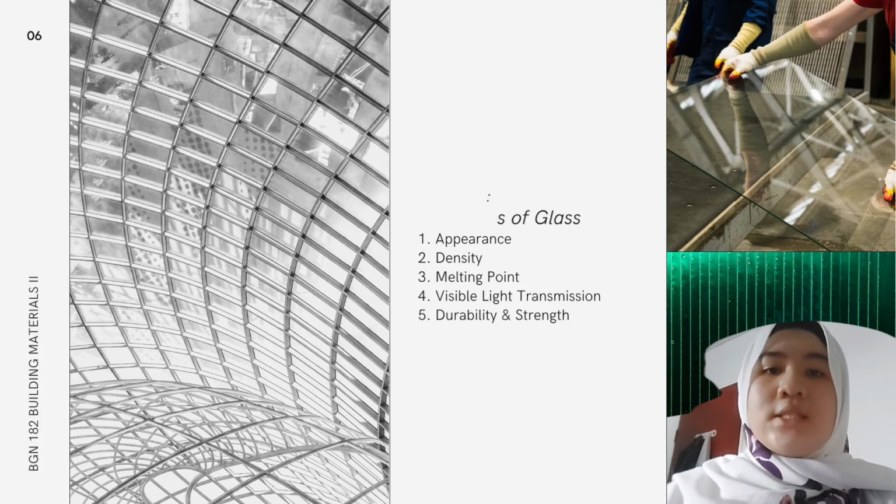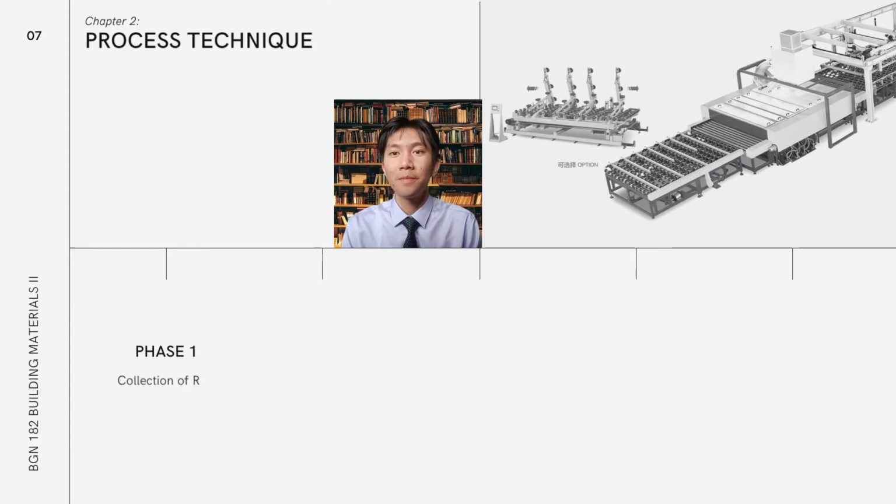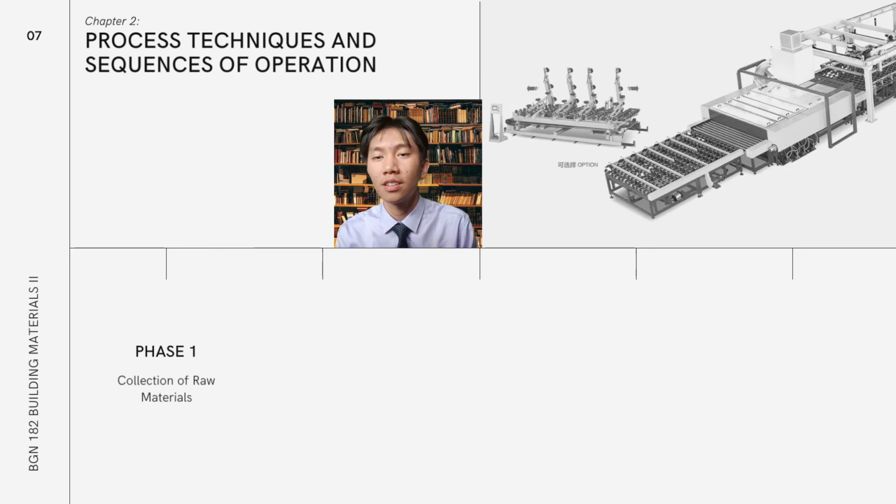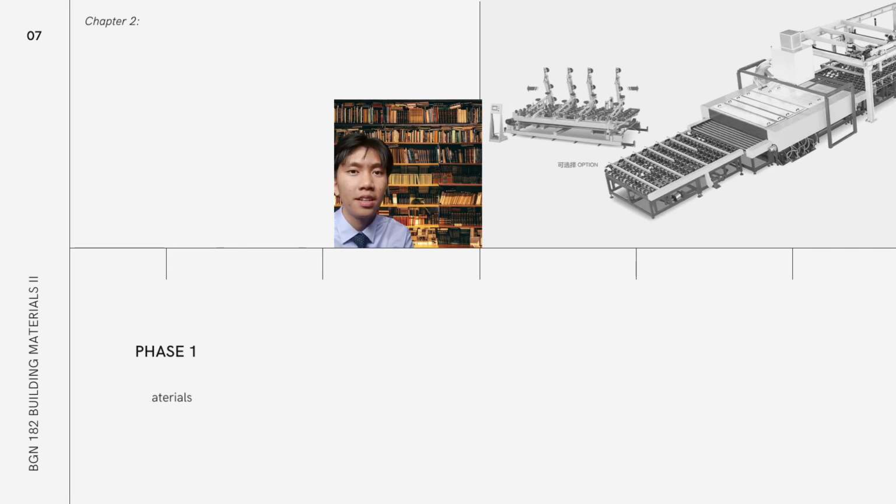Water pressure resistance. Assalamualaikum, I'm Pengiran Hassanal Nadzriq Shah bin Abdul Aziz, and I will be discussing the process, techniques and sequences of operation in manufacturing glass. First of all, we need to collect all the suitable raw materials required for each type of glass, such as chalk, soda ash, clean sand, potassium carbonate, litharge, lead monoxide, salt cake, coke, and ordinary sand.